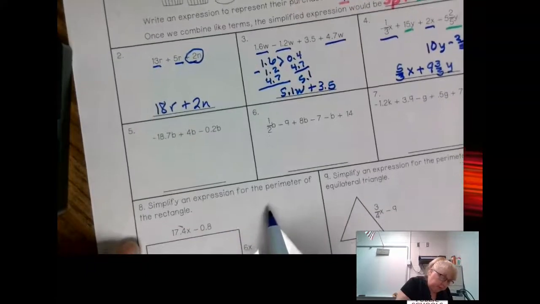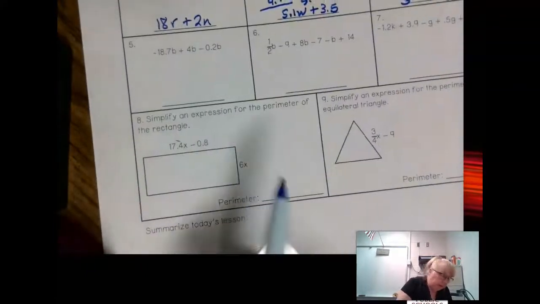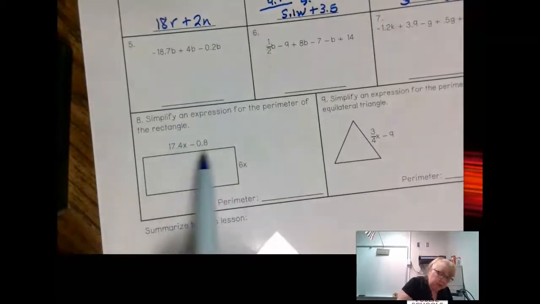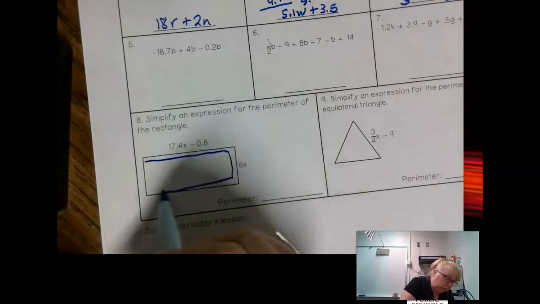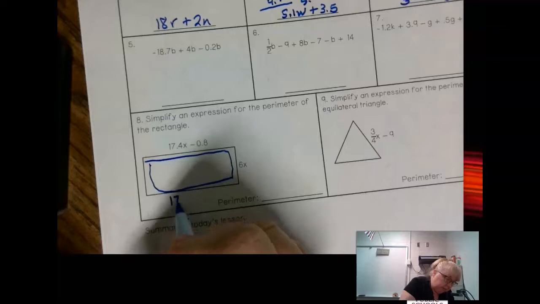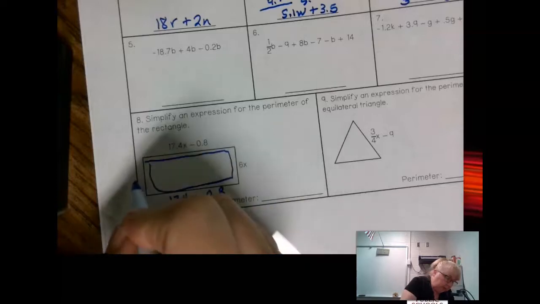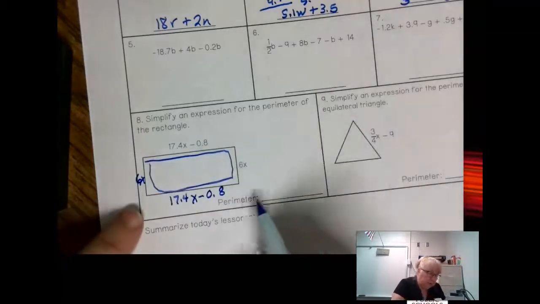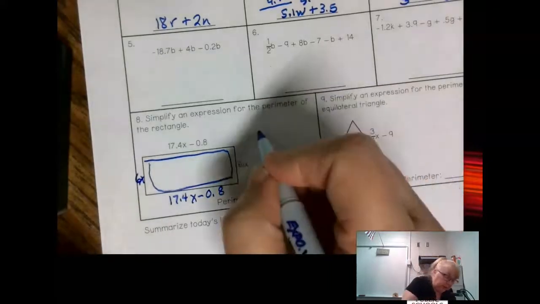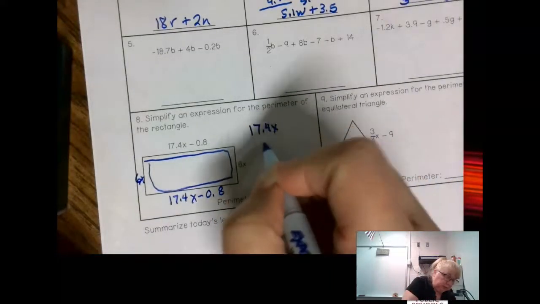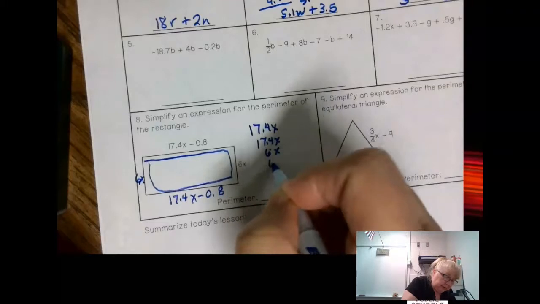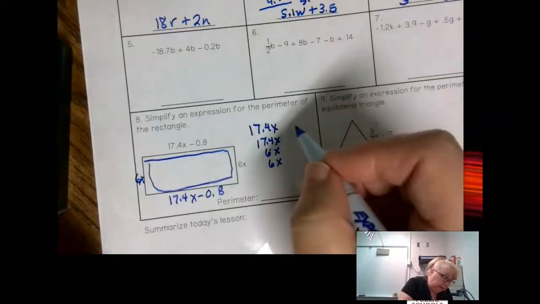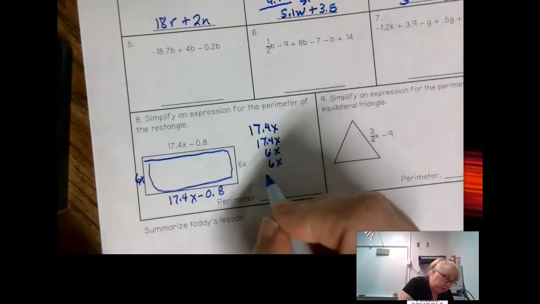Here's a perimeter. When we do a perimeter, we have to be careful because they give us the top and this side. But remember, a perimeter is all the way around. So we have to add, this side's going to be the same because it's a rectangle. 17.4x minus 0.8, and this is 6x. So now we just have to add all of those together. So we can say 17.4x and another 17.4x and 6x and 6x.